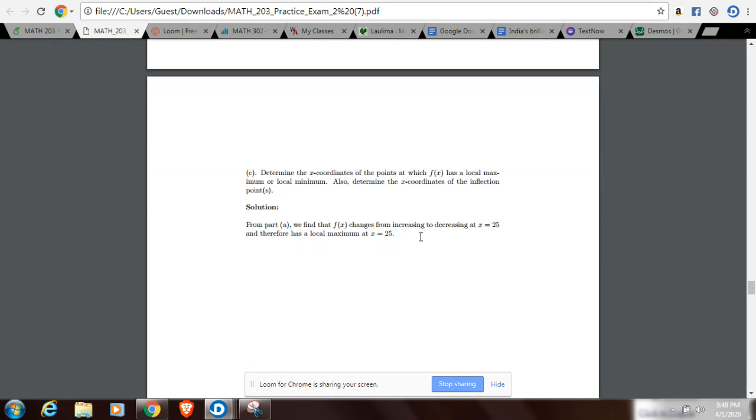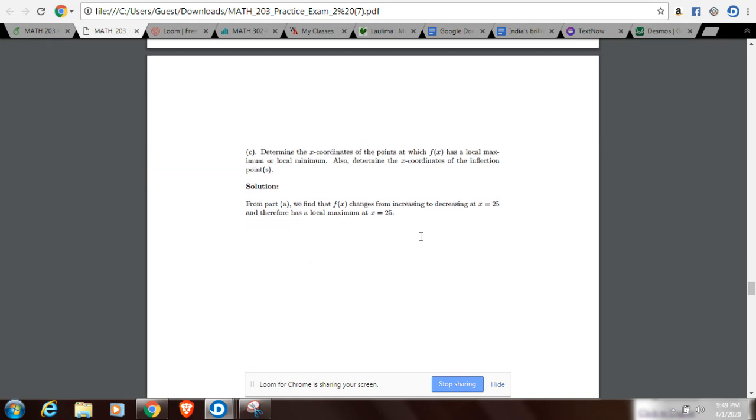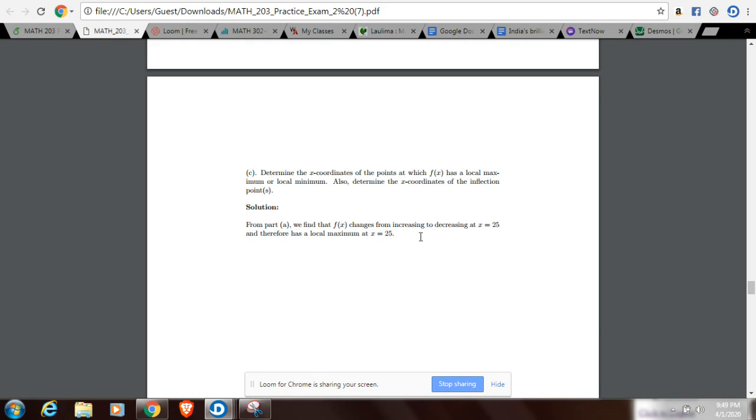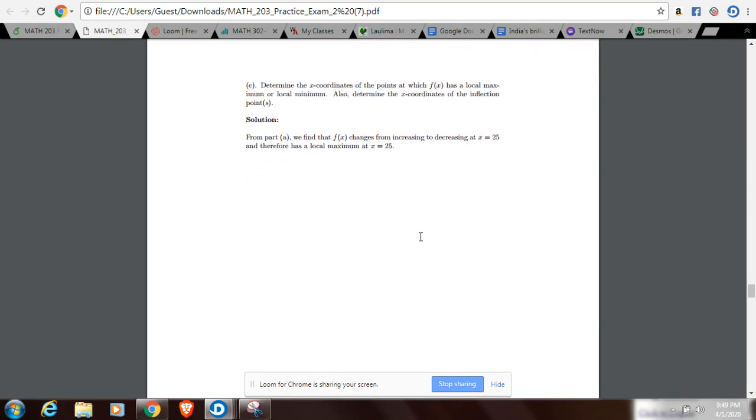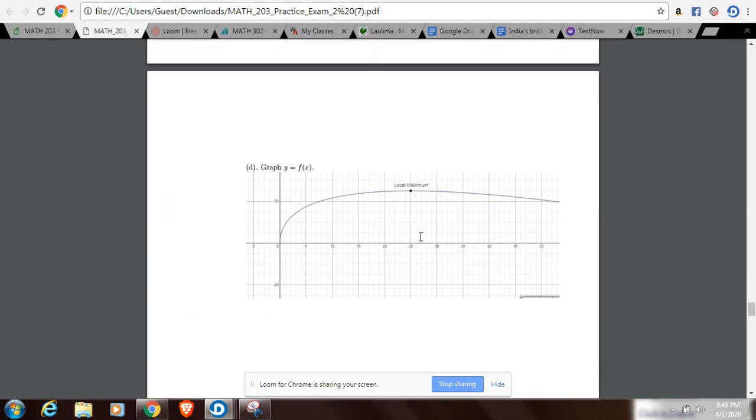And now we can just read off: because it changes from increasing to decreasing at 25, it has a local maximum at x equal to 25. There's no inflection point because it doesn't change from concave up to concave down. It's always concave down on the whole interval where it's defined. Okay, and here's the graph.